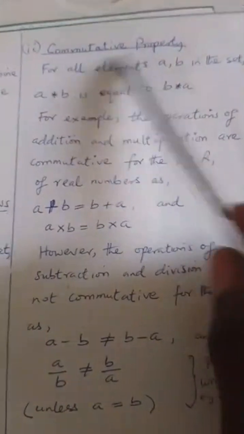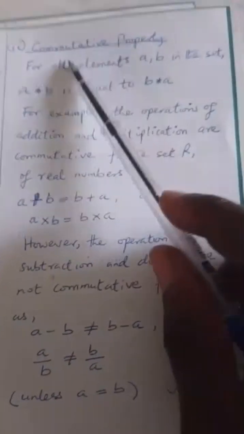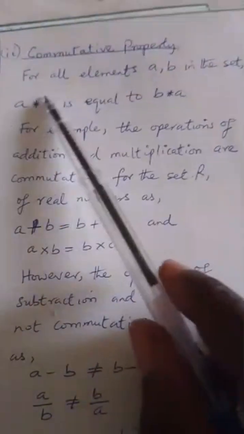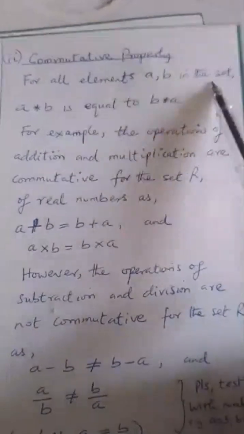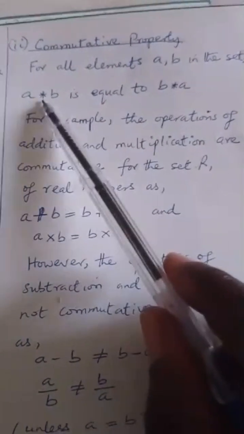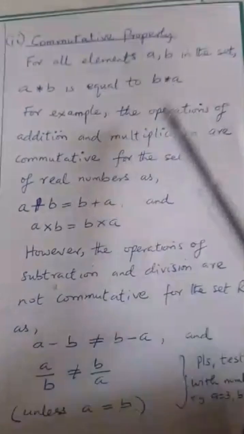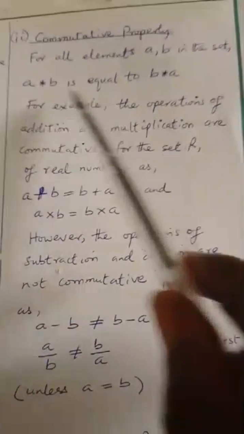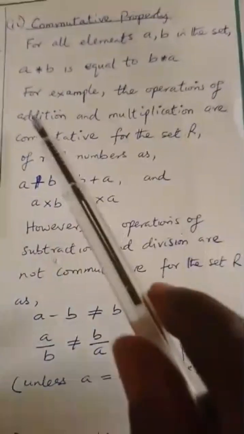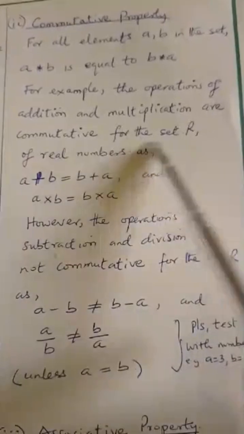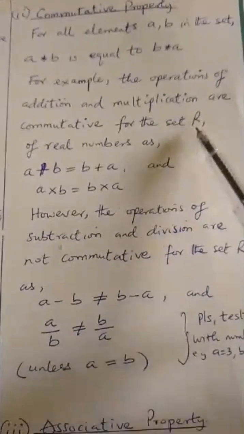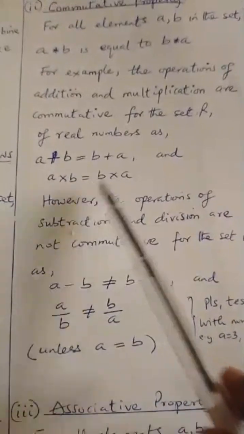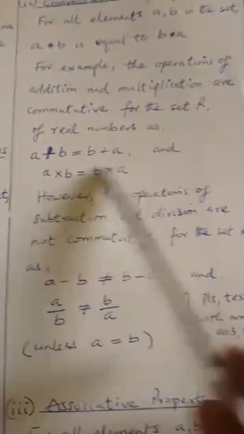Let's jump into another property of binary operations, the commutative property. The commutative property means that for all elements A and B in a set, A * B is equal to B * A. If the two operands swap positions, the result should still be equal. For example, addition and multiplication are commutative for the set of real numbers, R. A plus B gives you B plus A, and A times B is equal to B times A. If you swap positions, the answers remain the same.